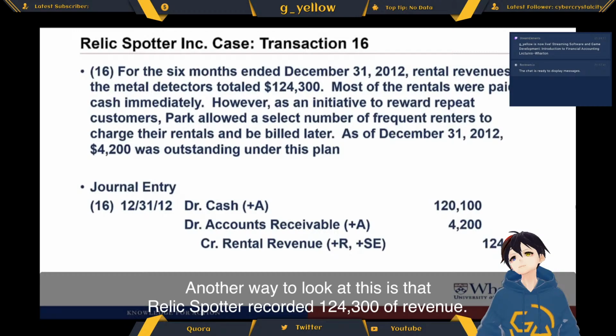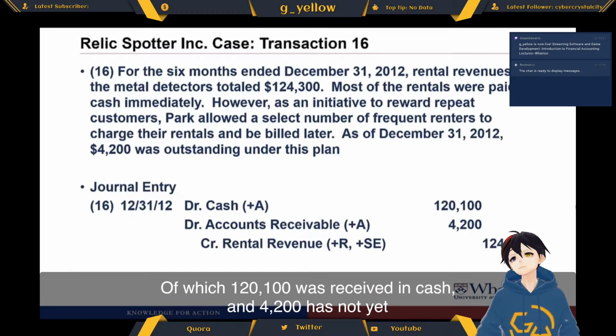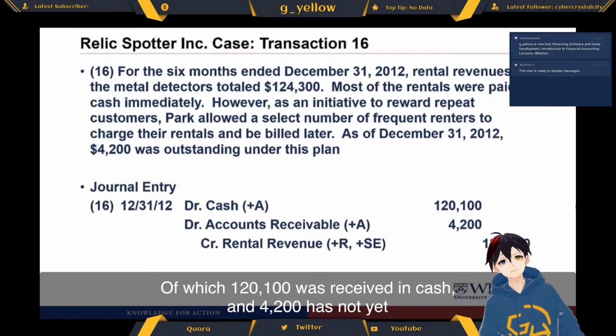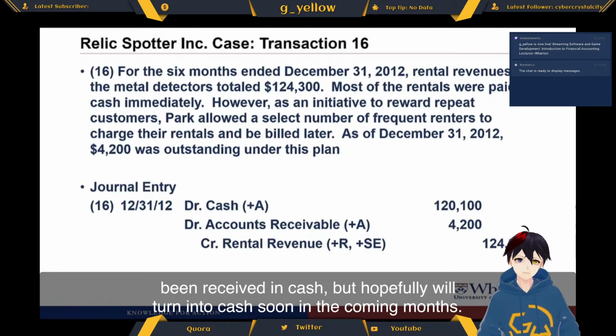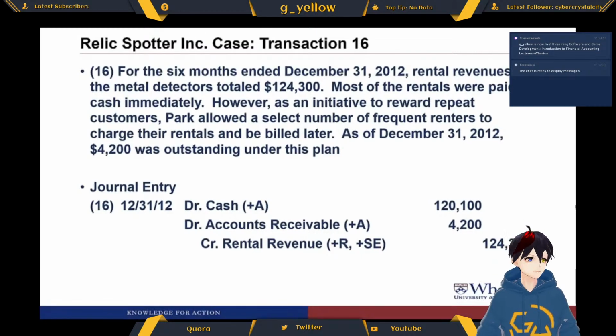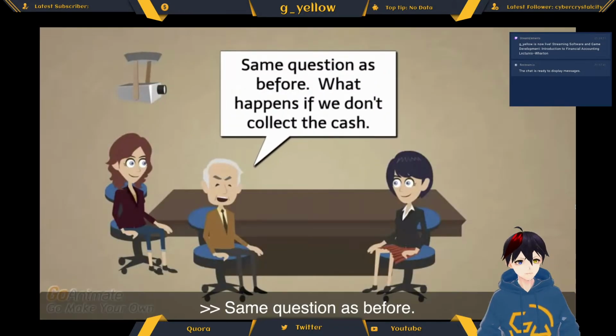Another way to look at this is that Relic Spotter recorded $124,300 of revenue, of which $120,100 was received in cash, and $4,200 has not yet been received in cash, but hopefully will turn into cash soon in the coming months.